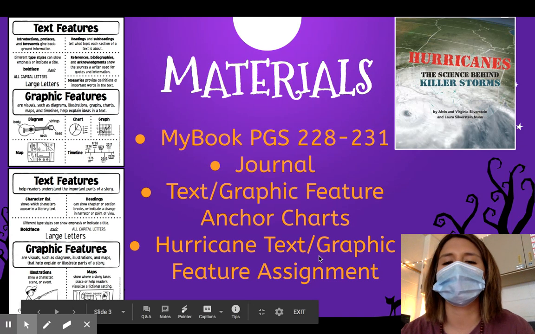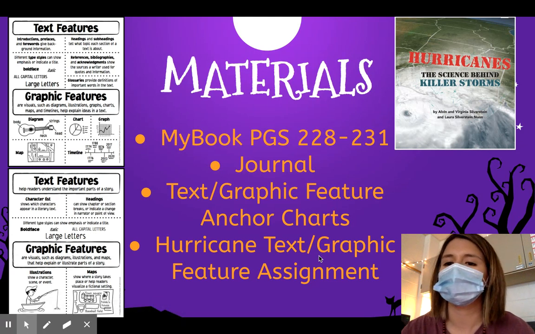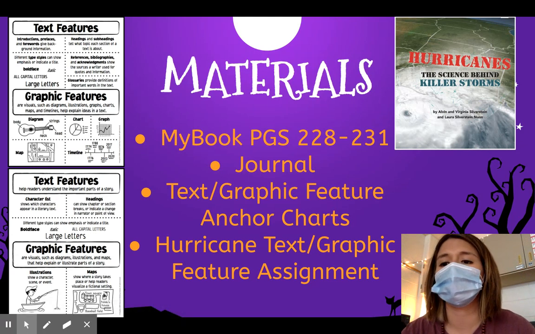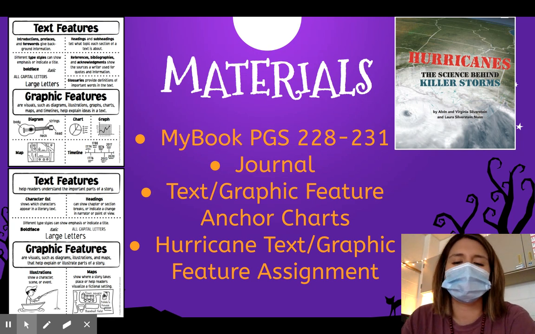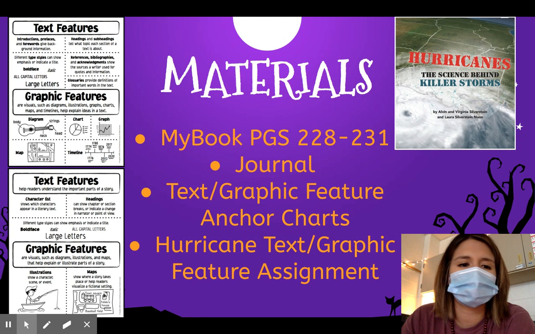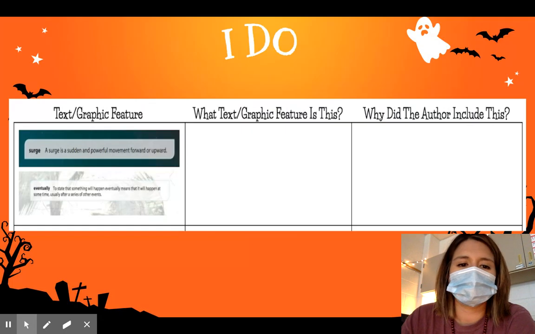graphic feature assignment. If you want to print that out, or if you want to write it down on a piece of paper, because we're going to go over some answers and the mastery check is finish the rest. So if you want to get a piece of paper and a pencil out, finish that. All right, let's move on.